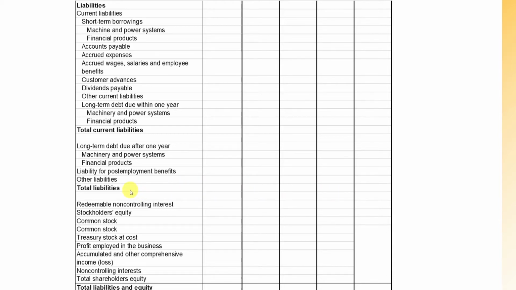After writing the total liabilities, we shall simply write our redeemable non-controlling interest, shareholders' equity, common stock, and after that treasury stock at cost, and our profits, and again accumulated other comprehensive income. Lastly, we shall write non-controlling interest and we will receive our total shareholders' equity.